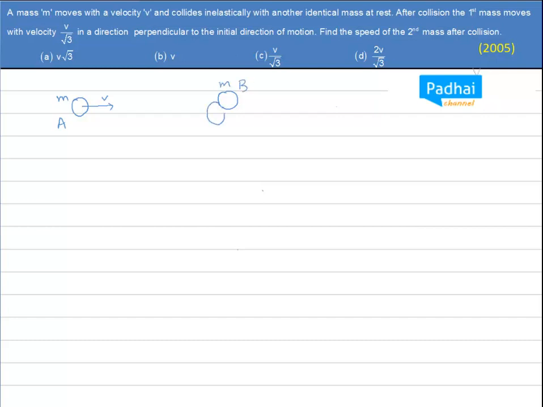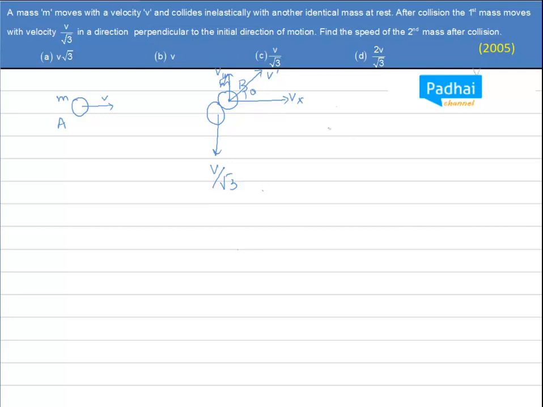Now it collides over here, and after that it moves in the downward direction, which is in the direction perpendicular to it. After collision, the first mass moves with velocity v by root 3 in a direction perpendicular to the initial direction of motion. Find the speed of the second mass after collision. Now what will happen? This will move somewhere over here. Let us assume that it is moving with the velocity v dash and making an angle theta. Let us assume its two components in the horizontal and vertical direction be vx and vy.